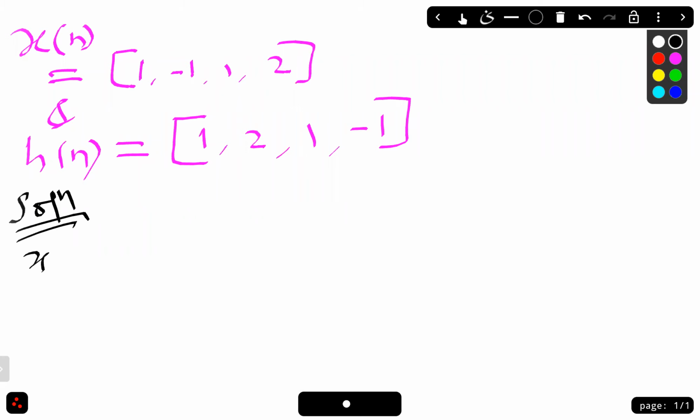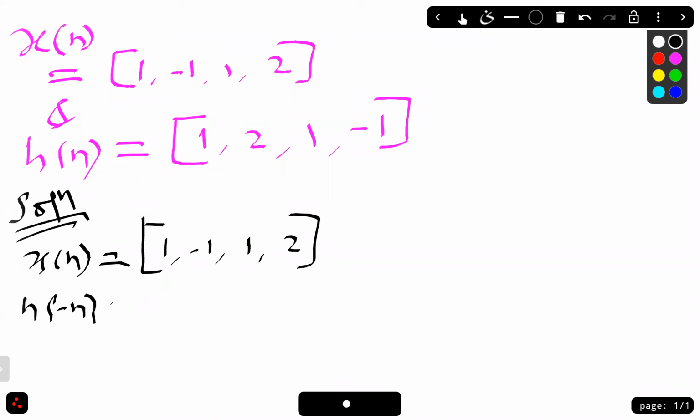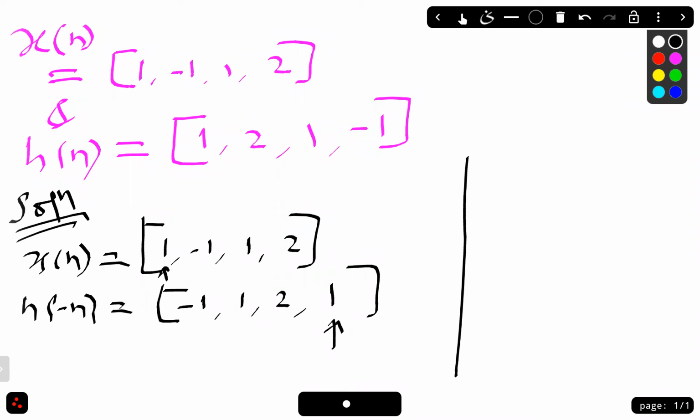We are writing x of n as it is: 1, minus 1, 1, 2. Then h of minus n we want, which will be minus 1, 1, 2, 1. Here is the arrow. Right. So then we will perform this way.